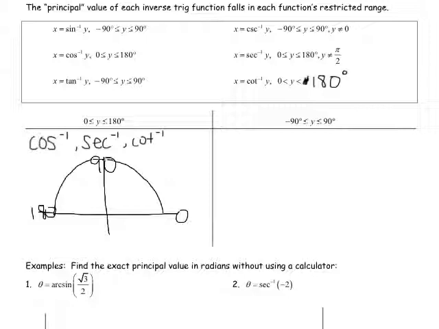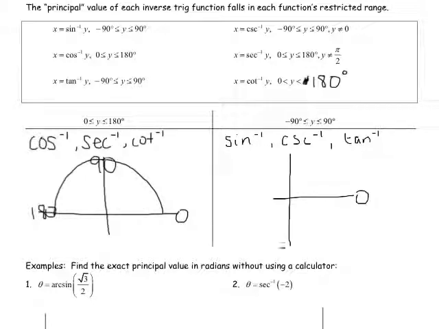Alright, for negative 90 to positive 90, if we list out these guys, this is sine inverse, tangent inverse, and cosecant inverse. And for negative 90 to 90, if you remember we start at 0, so if you go negative 90, that's going in the opposite direction. So this is negative 90, and then this is positive 90. So these are the only two quadrants I'm going to use.